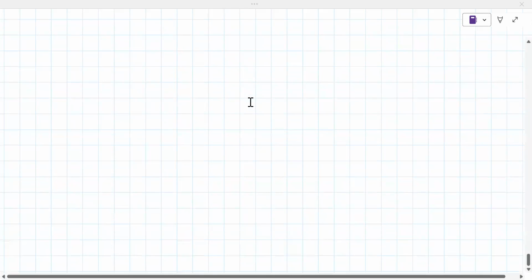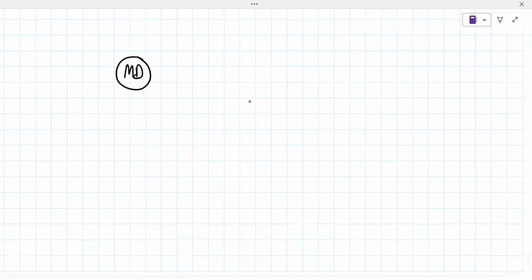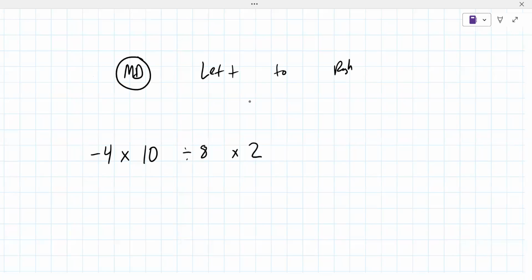All right, so this is good. Now we're talking about order of operations, and we're going to look at just multiplication and division. Just like addition and subtraction, you do this left to right. So if I have -4 times 10 divided by 8 times 2, you do this multiplication and division left to right. Tell me, what is -4 times 10? Negative, so it would be a negative answer.